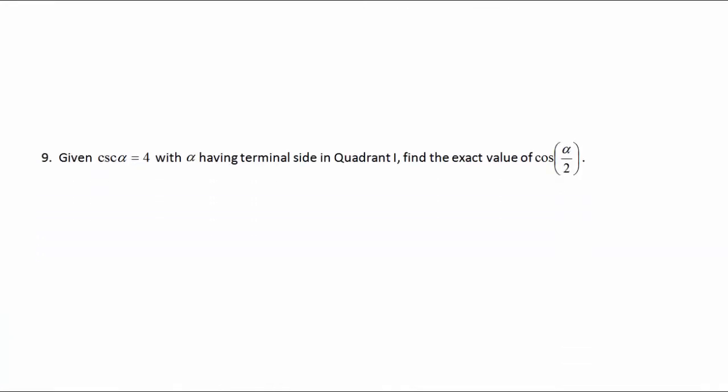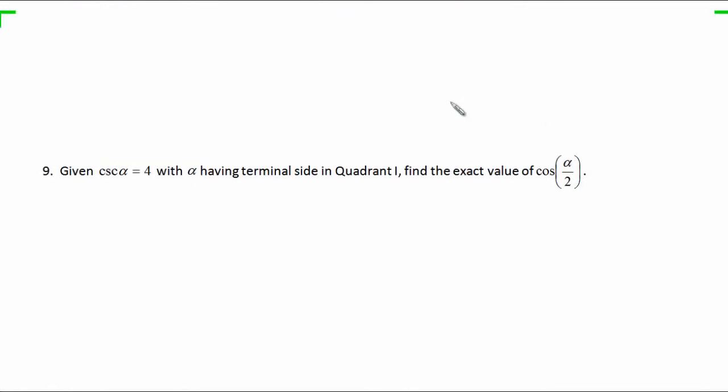And our last one. Given the cosecant of alpha equals 4, and alpha having terminal side in quadrant 1, find the exact value of the cosine of alpha over 2. So, cosine of alpha over 2 has the formula plus or minus the radical of 1 plus the cosine of alpha over 2.